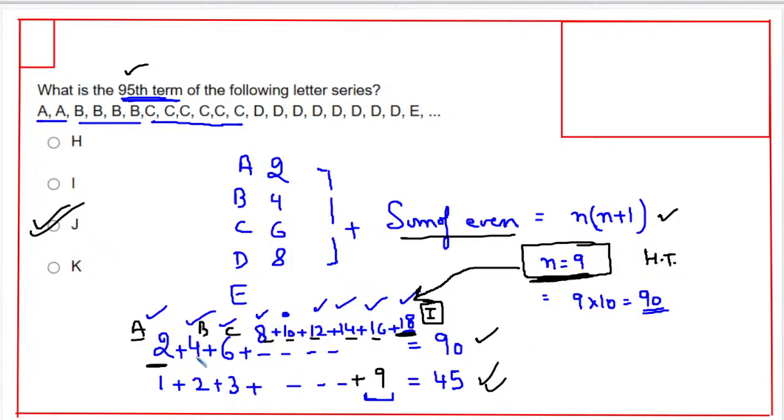So this is for A, that's B, this is C, D, E, F, G, H, I. I is repeated 18 times. We have to find the 95th term. 90 terms are done, so the 95th will be J.